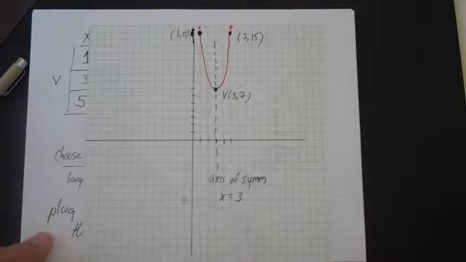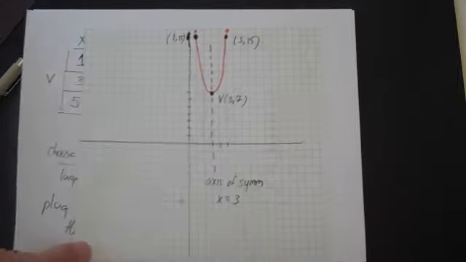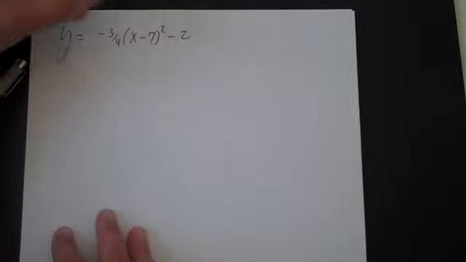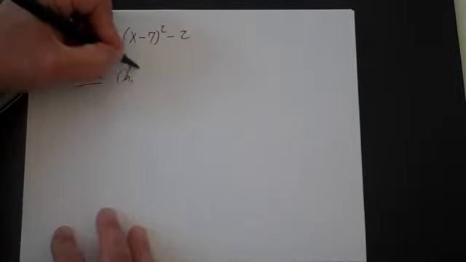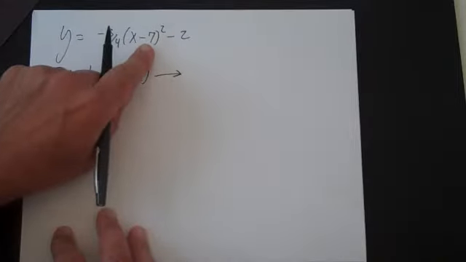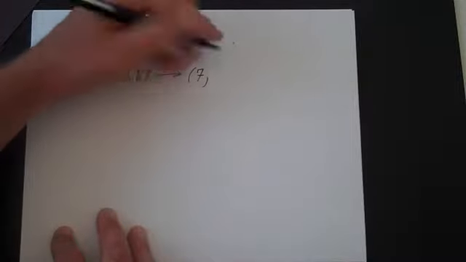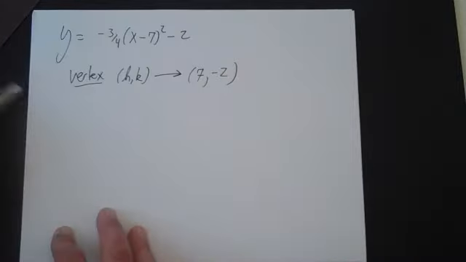Let's do another one. Let's not graph all the way through, but let's just look at it. Let's look at y is equal to minus 3/4 times (x minus 7) squared minus 2. The vertex here is going to be (h, k). So in this case it's 7 and minus 2. Now the 7 changes sign, so it's a minus 7 to a positive 7. The 2 doesn't change sign, so it's 7 and minus 2.